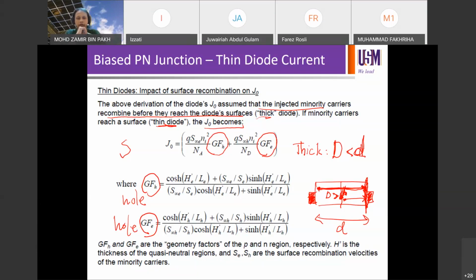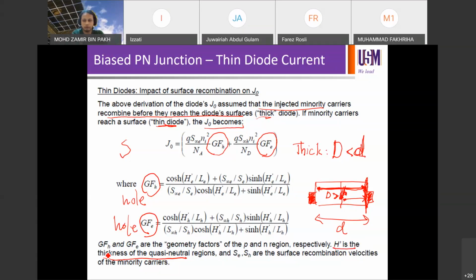So the cosh of H prime over L for electron, and you can see the repetition of that, plus the S infinite, the surface recombination velocity for electron, over S of E times sinh of H prime over L as well, right? The H here is the thickness of the quasi-neutral regions.